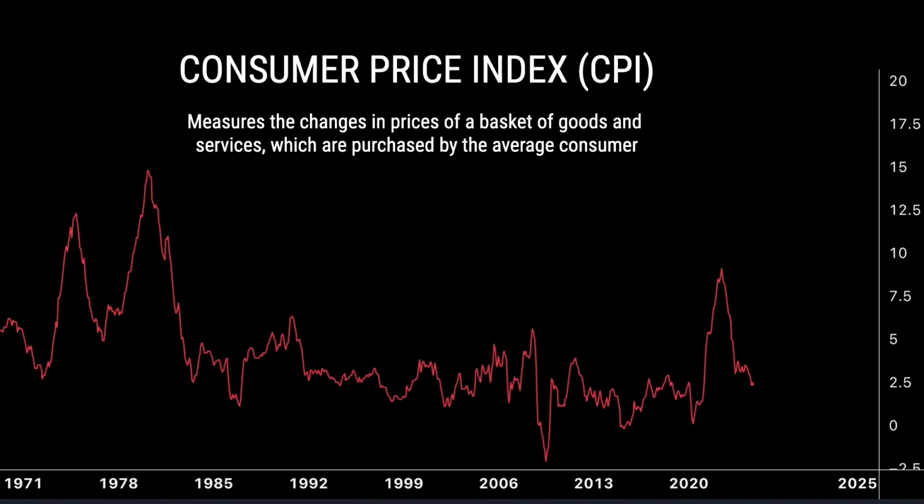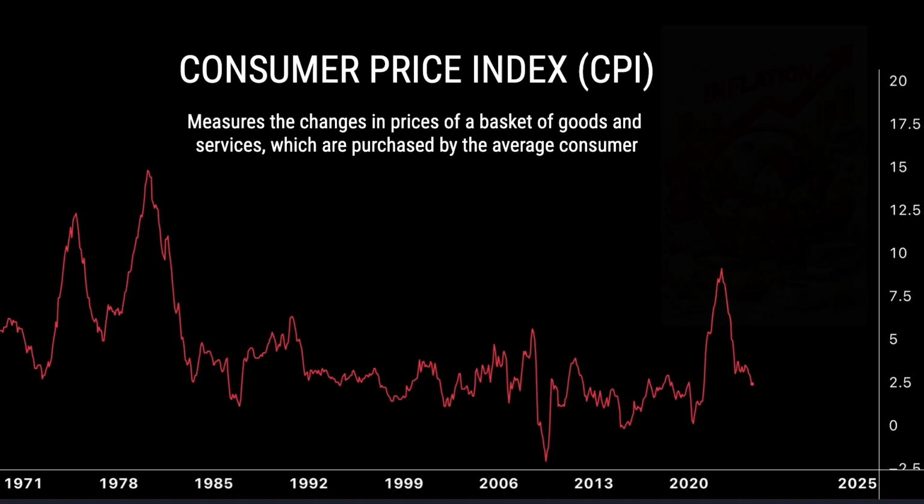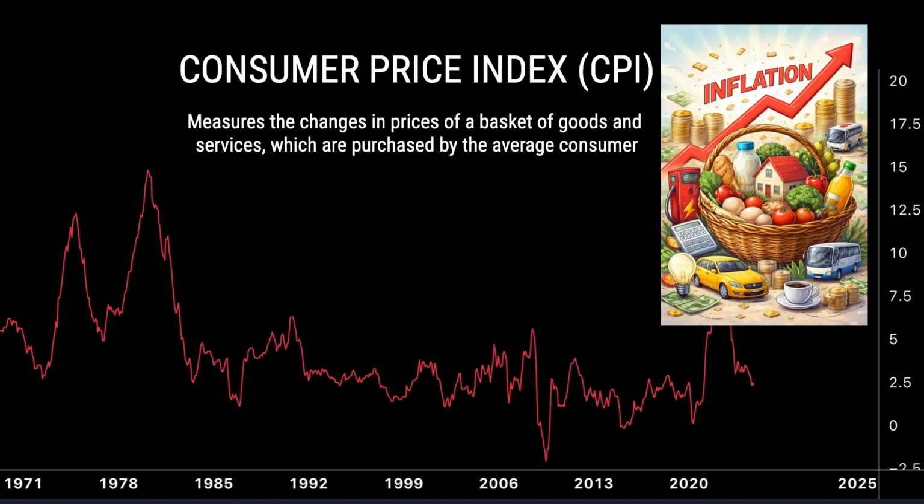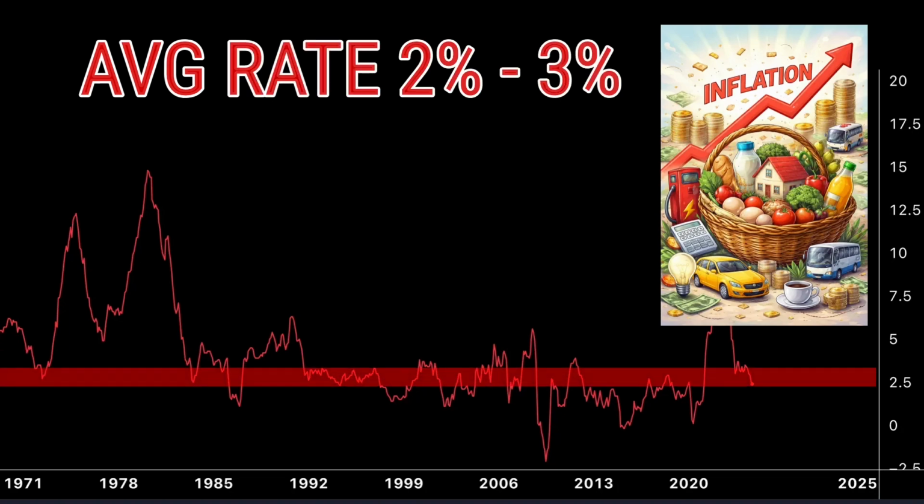When it comes to inflation, we measure it by the inflation rate, which is the Consumer Price Index, CPI for short. CPI measures the changes in prices of a basket of goods and services which are purchased by the average consumer. The average inflation rate is between 2 and 3%. Anything within that range is normal. Anything exceeding this range is cause for worry.